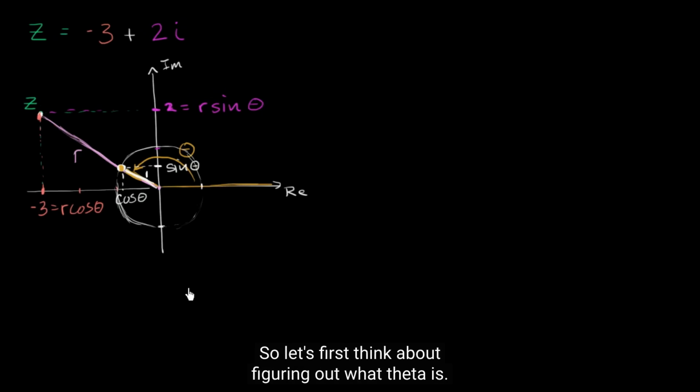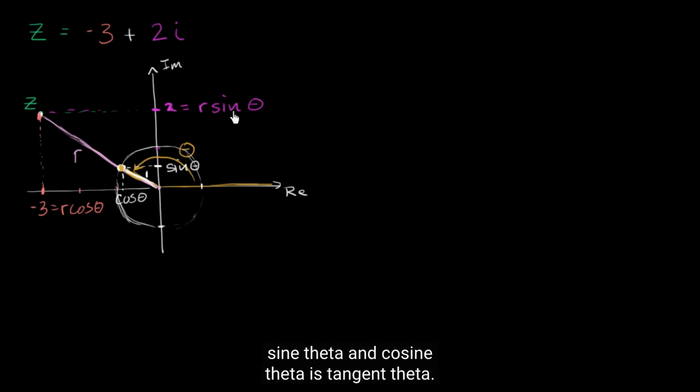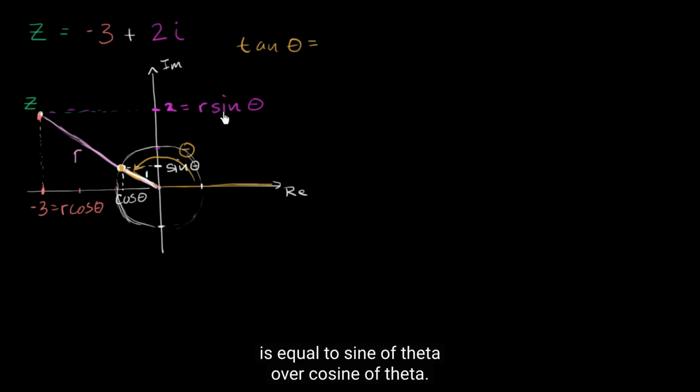So let's first think about figuring out what theta is. To do that, let's think about some of our trig functions. One trig function that involves sine theta and cosine theta is tangent theta. So for example, we could say tangent of our angle, tangent of theta, is equal to sine of theta over cosine of theta.